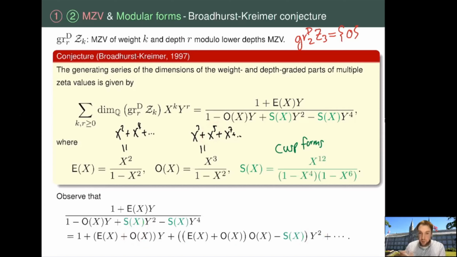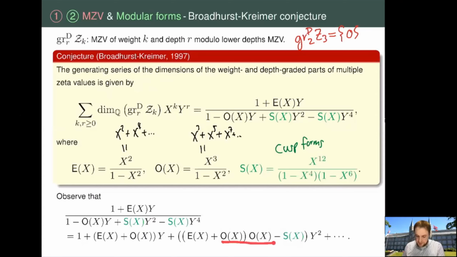And so there we can distinguish between even and odd weight. So for odd weight, the only possible contribution is here E(x) times O(x). So even plus odd is odd. So here we actually expect that this space is generated by the product of even zetas times odd zetas. But the more interesting part is this here. For even weight, we have this O(x) times O(x), so somehow pairs odd, odd. And then there's a minus sign here, minus S(x).